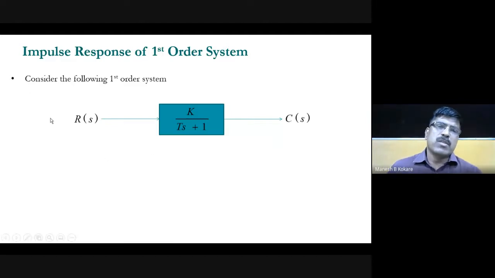Now see that this is the first order system. Why is it called the first order system? Because the power of S is 1.